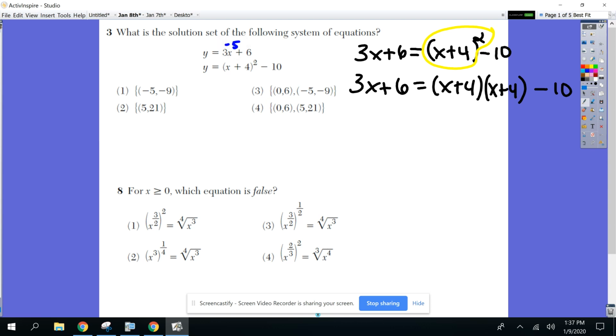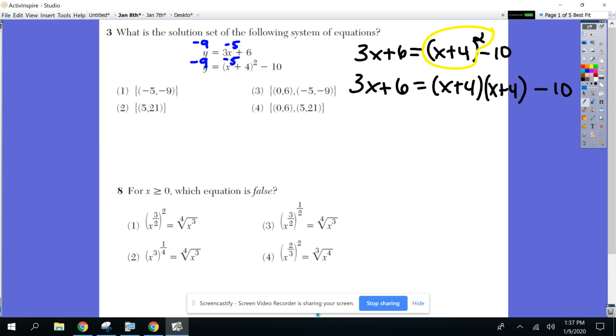Yeah. And see if it equals what? What's your y? Negative 9. See if that works. If it is, it's a solution. Do the same thing with 5 and 21, 0 and 6. See if they're solutions or not.